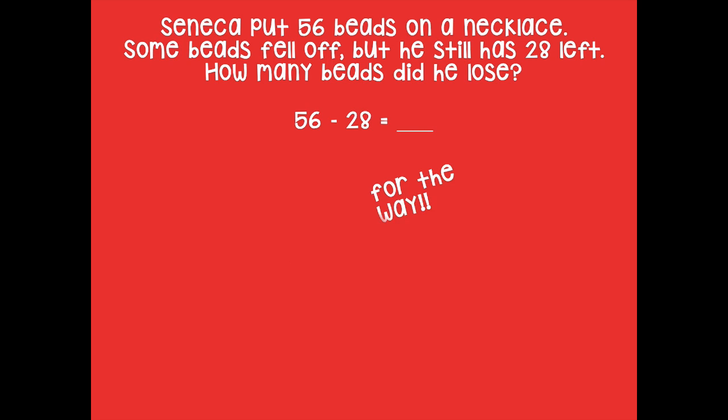All right, friends, it's time for the arrow way. So if you use this way, let's check and see how you did. Okay, so again, we're going to break apart my 28 into 20 and 8. And now I'm going to start with 56. I'm going to subtract that 20. And again, I could do that easily in my head because I'm not looking at the ones place. I'm looking at 5 tens minus 2 tens, which is 3 tens. And then 6 ones minus 0 ones is still 6.